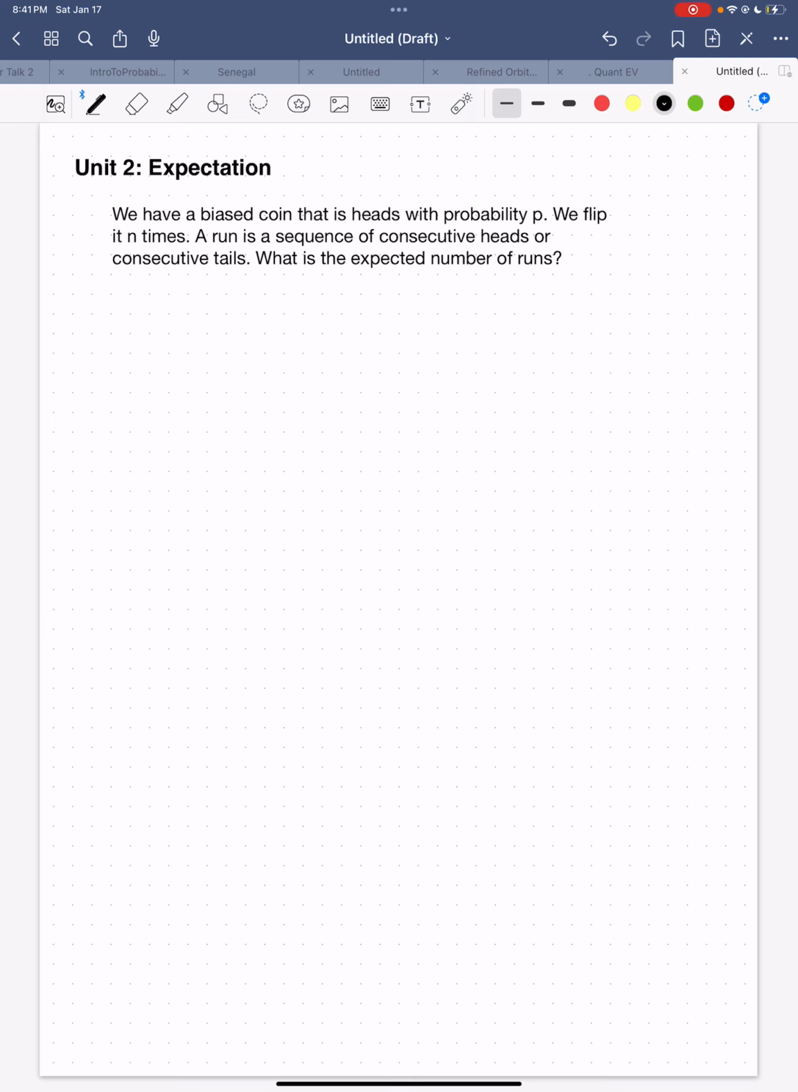So first, to make sure we understand the question, if I had a sequence heads, heads, tails, tails, tails, heads, there are 3 runs because I have these 3 sequences of consecutive heads or tails. So the first clue when solving a problem like this is we see that it's asking for an expected number, which is great because then that suggests we should use linearity of expectation.